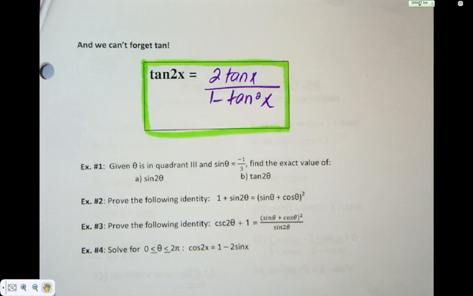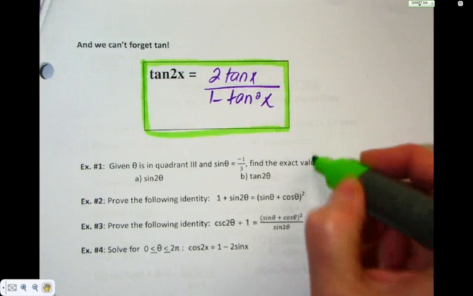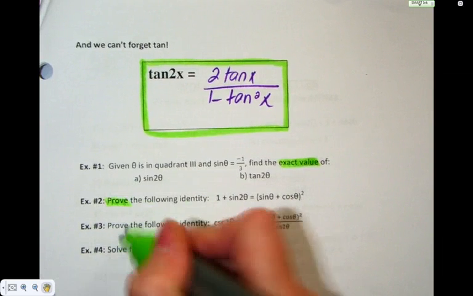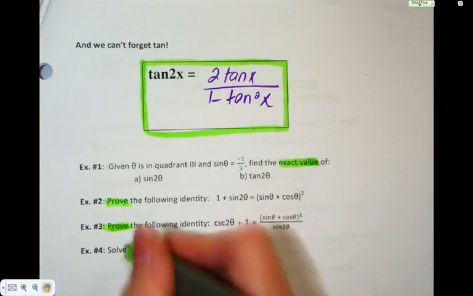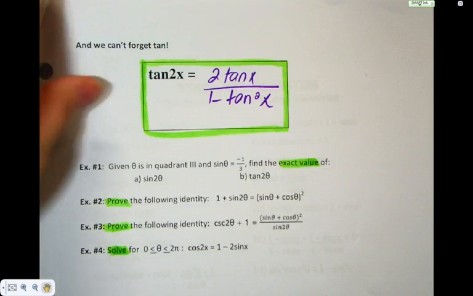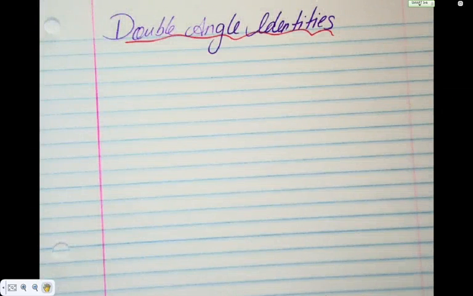Okay, I just want you to read the examples. And you'll notice they're very similar to the questions we did yesterday. So the first one is finding exact values. Second one is proving. Third one's also proving. Fourth one is solving. So we can find exact values just like before, we can prove identities, and we can solve trig equations. Okay, so exactly like the sum and difference kinds of questions, we're just going to use these new formulas. So example number 1.